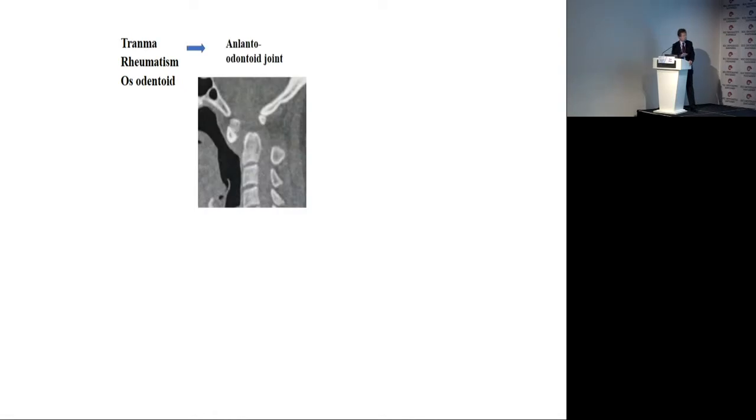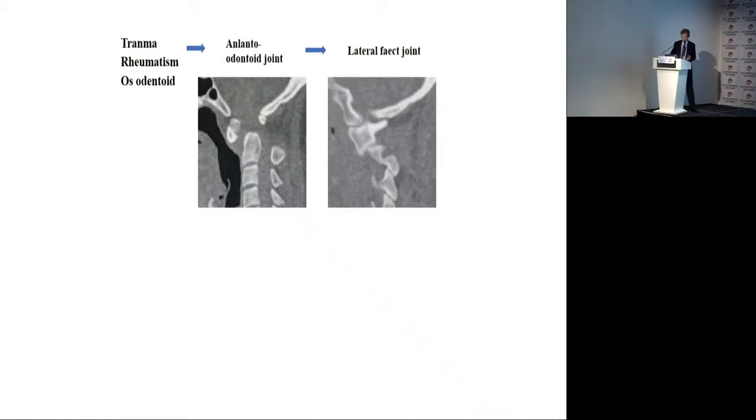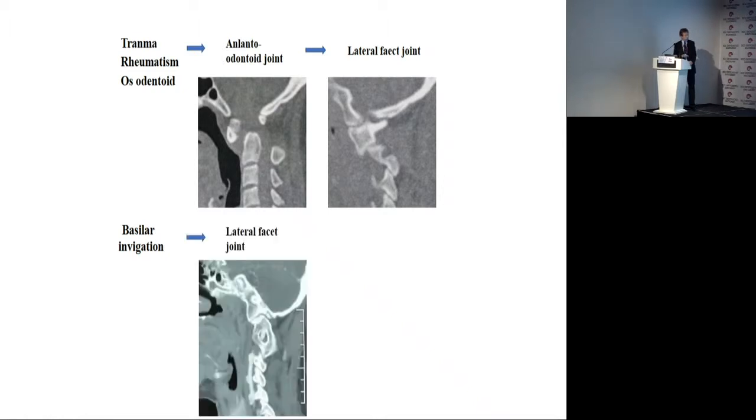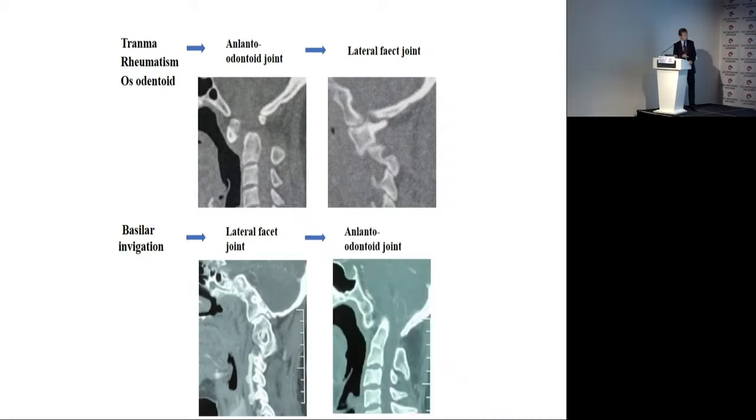Why? Some pathological factors like trauma, also odontoid lesions, first destroy the central part between C1 and C2, causing the dislocation between C1 and C2. So the lateral parts are also dislocated. But in basilar invagination, the pathological factors first affect the lateral facet joint, causing deformity here, and later on they are dislocated in the central part. So these two kinds of disease have some difference.